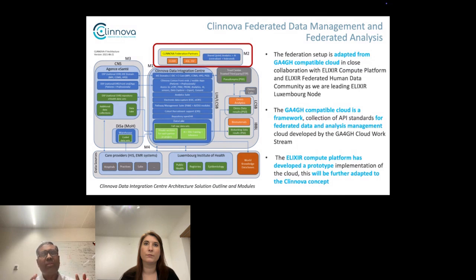We don't want to reinvent the wheel, so there are some efforts happening in the Elixir Compute Platform as well as Elixir Federated Human Data. Here, the GA4GH compatible cloud is a framework, a collection of API standards for federated data and analysis. I'm also part of Elixir, and there we started with the prototype from Elixir. Now we are taking it to the next level.